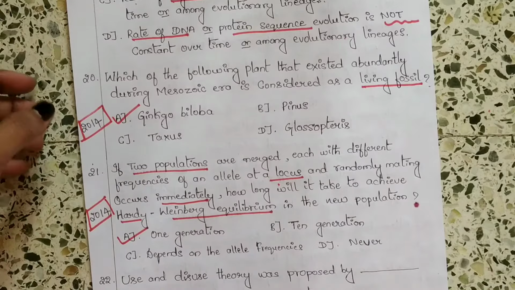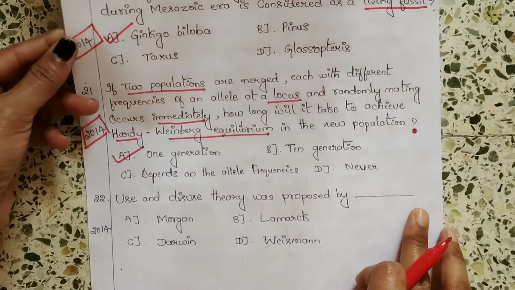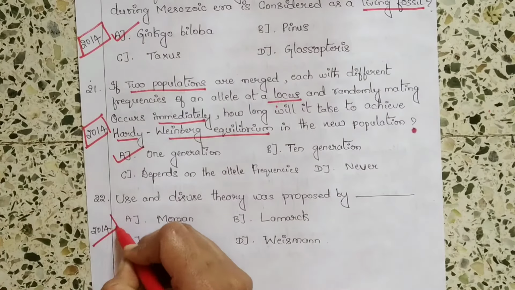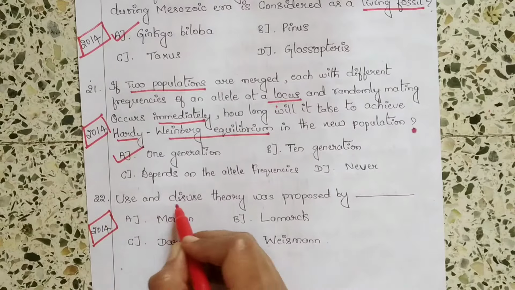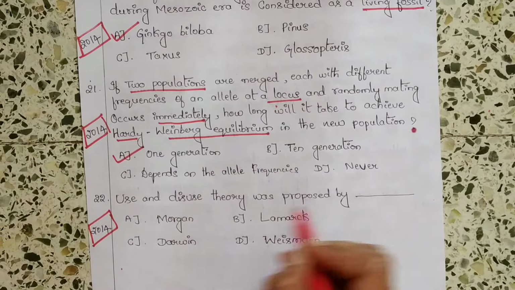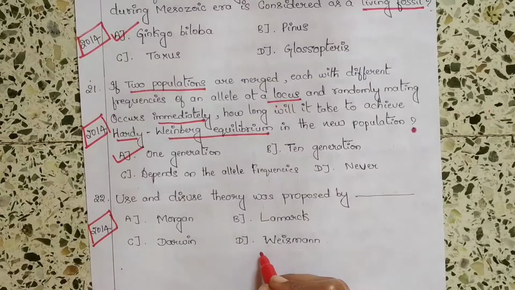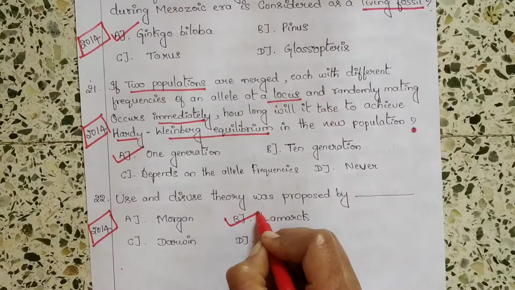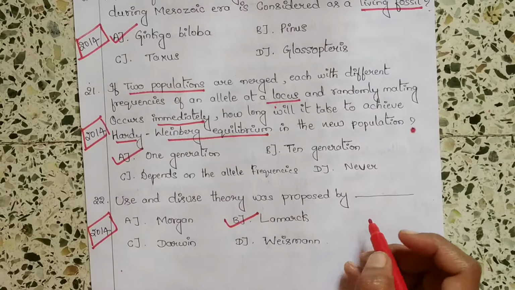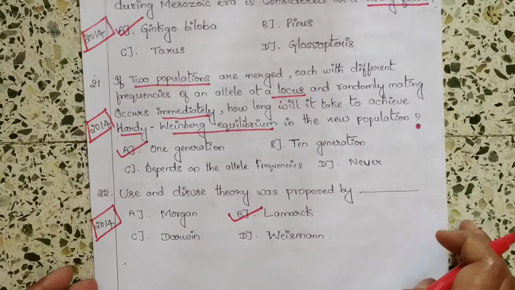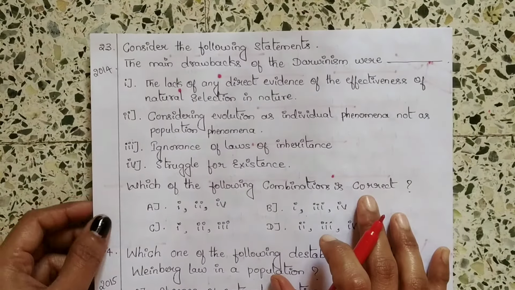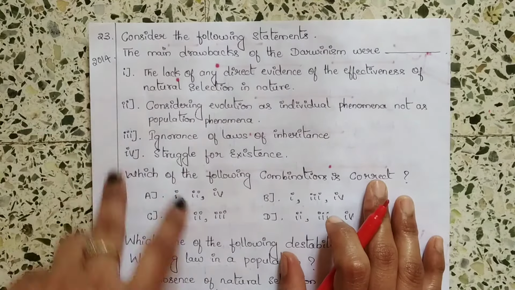Okay. Let us move on to the next question. The 22nd one, which was asked in the year 2014. The use and disuse theory was proposed by option A, Morgan; option B, Lamarck; option C, Darwin; option D, Weismann. So the answer for this is option B, that is, the use and disuse theory was proposed by Lamarck. It is a very easy one, a direct question. Let us move on to the next question.